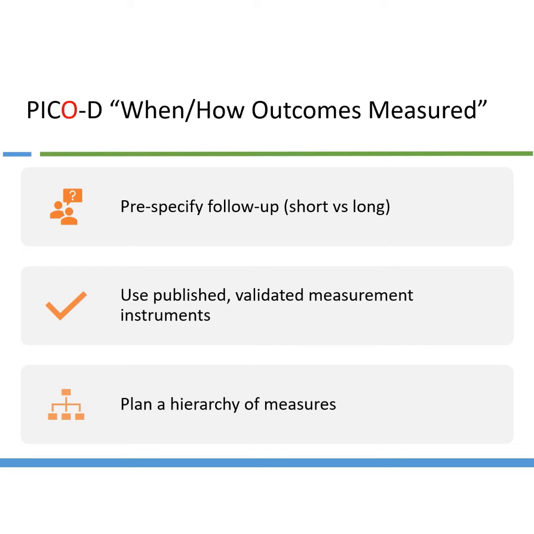Please specify the follow-up. Is it short or long, or is it any follow-up? Are you going to use published validated measurements or instruments? You have to specify. Let's say your outcome is pain. So which published scale are you going to use? And what are the scales that are acceptable for you for pain outcome? Plan a hierarchy of measures if you can, like your primary, secondary, and so on outcomes.